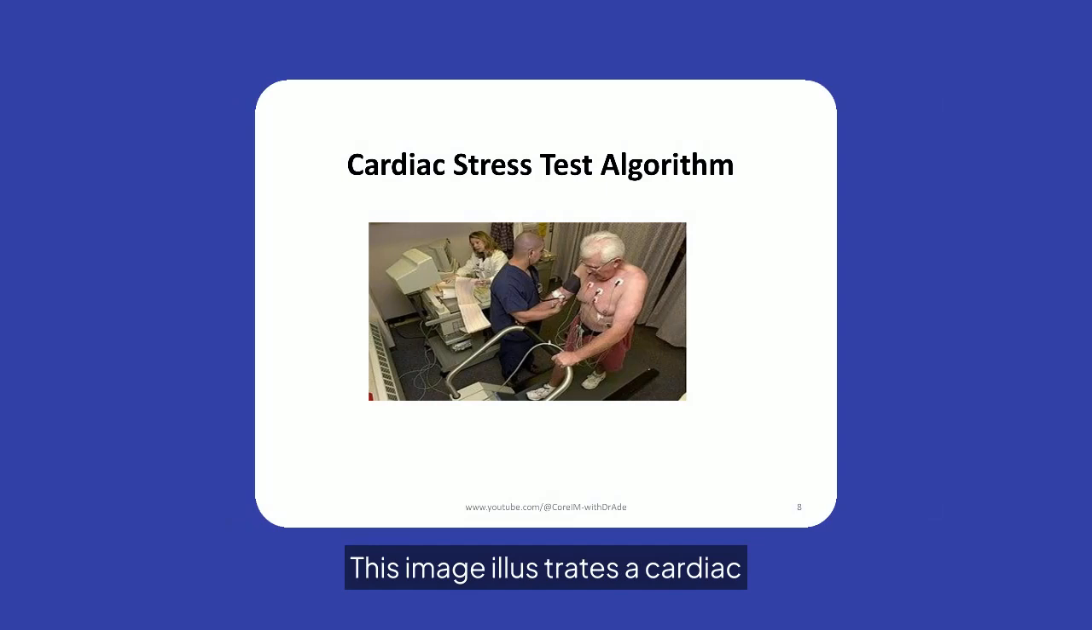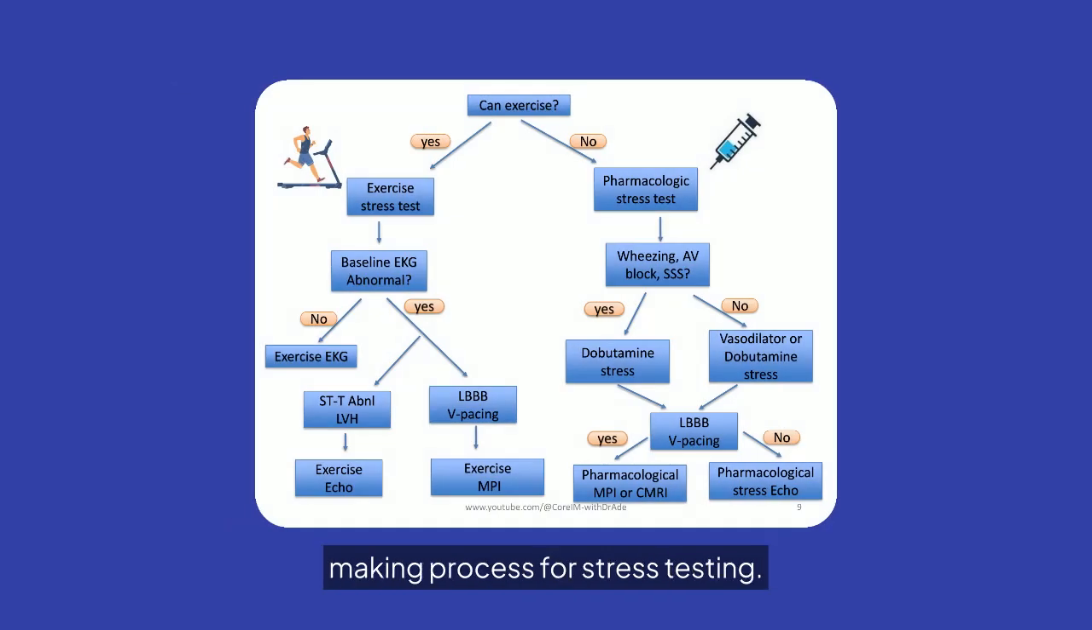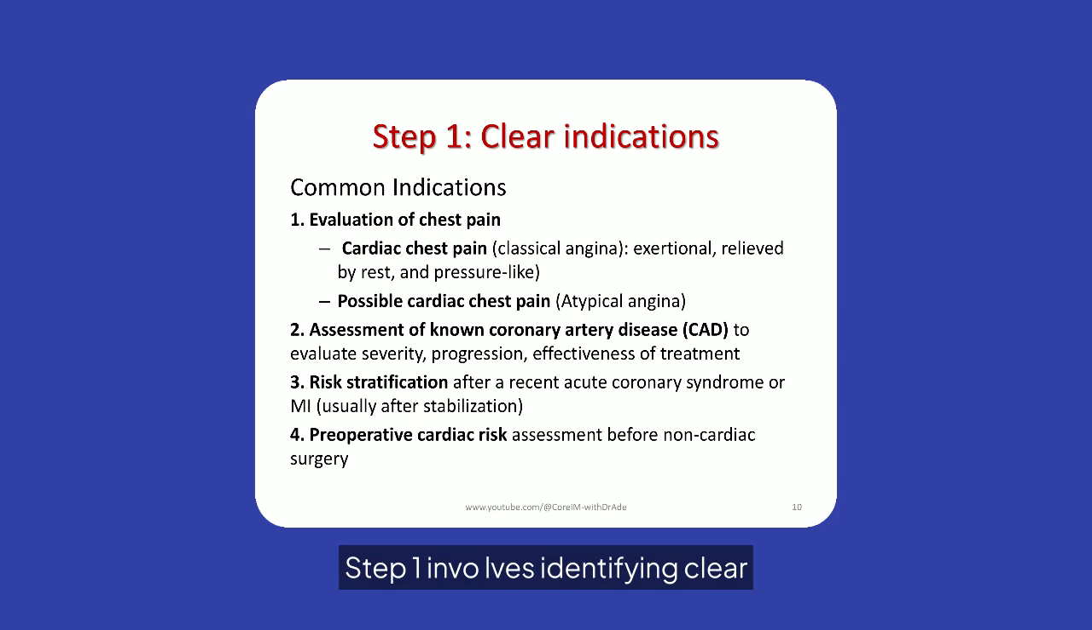This image illustrates a cardiac stress test in progress. The patient is monitored for EKG changes and blood pressure responses, providing critical data for diagnosing myocardial ischemia and guiding treatment decisions. The flowchart outlines the decision-making process for stress testing. It begins with assessing exercise capability, followed by choosing between exercise or pharmacologic stress tests based on EKG abnormalities and patient conditions. Step 1 involves identifying clear indications for stress testing, such as evaluating chest pain, assessing coronary artery disease, and preoperative cardiac risk assessment. These criteria ensure appropriate test utilization.